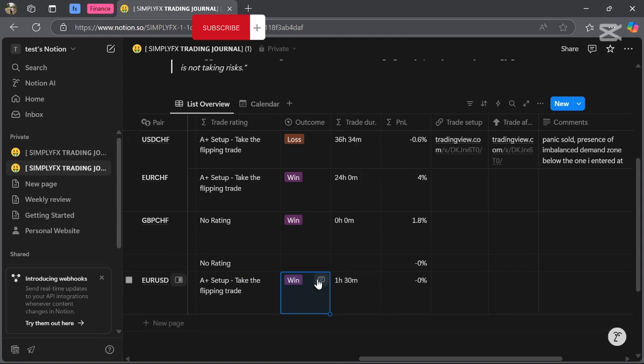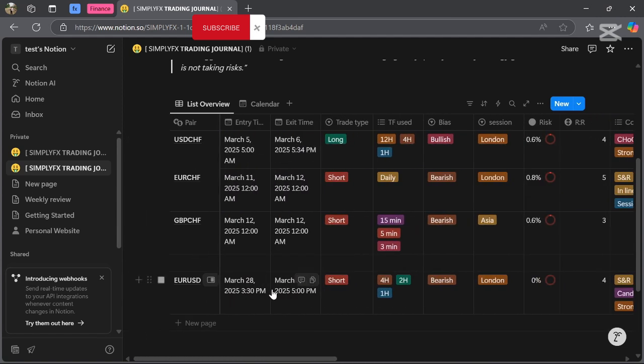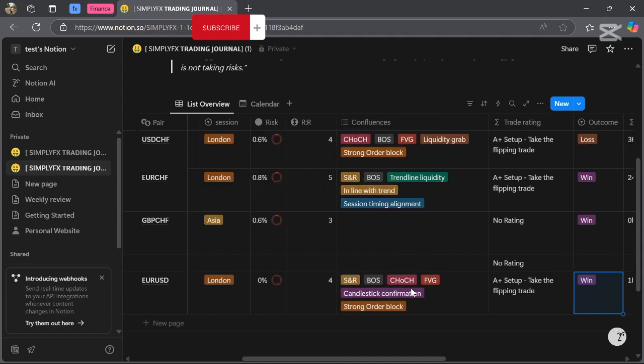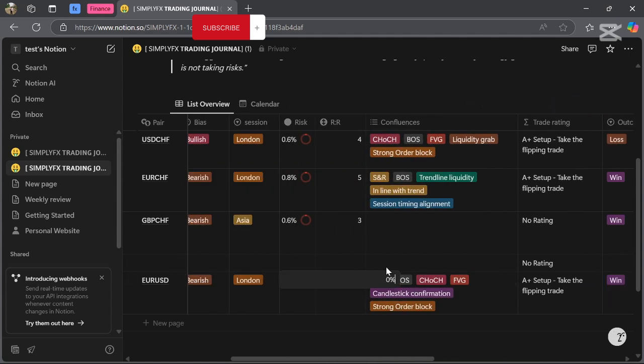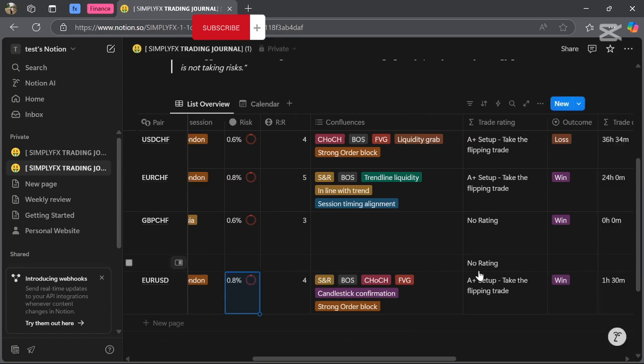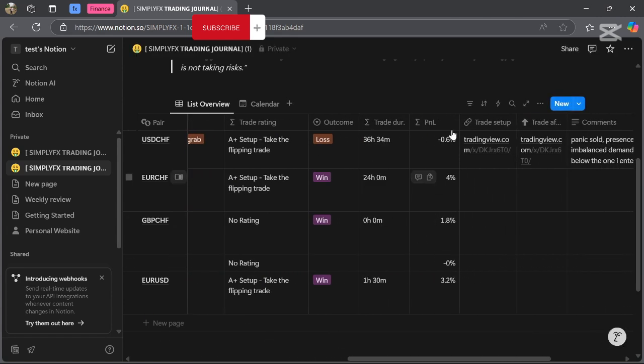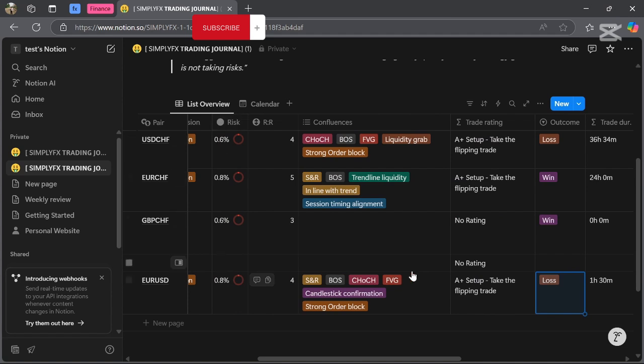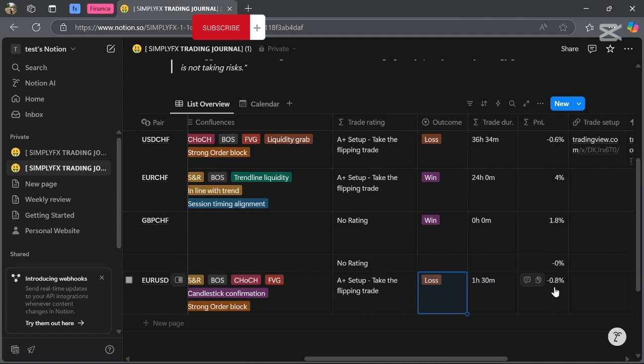You can see the trade duration is automatically calculated, 1 hour 30 minutes. So when we put our entry time and our exit time, our trade duration is automatically calculated, so you don't have to think about this. And see our P&L, sorry, I put the 0.8%. You can see our P&L is automatically calculated based on the outcome. So change it to loss now, minus 0.8%, because we risked 0.8% and ended up in a loss.